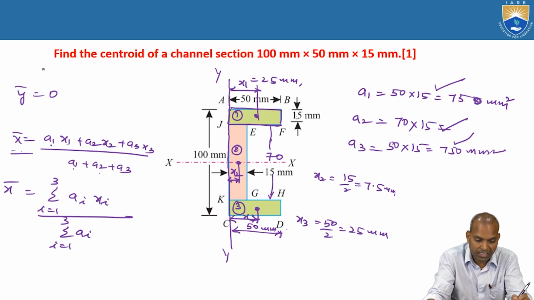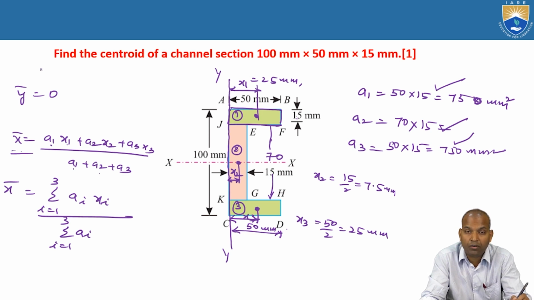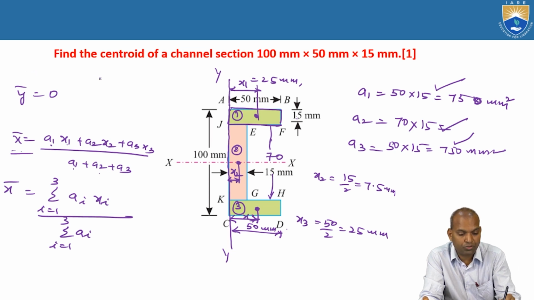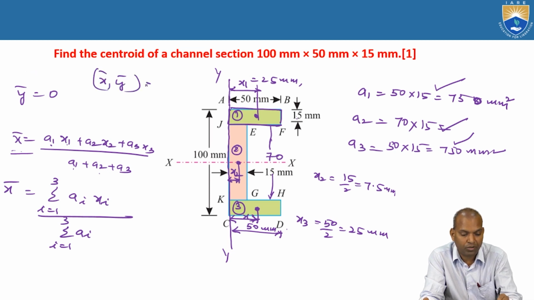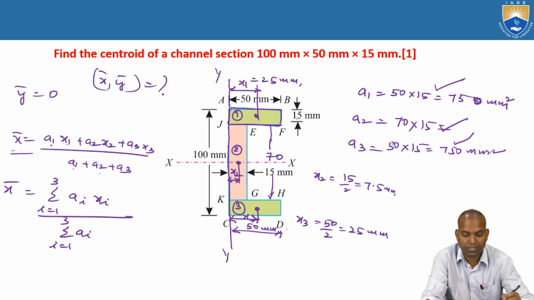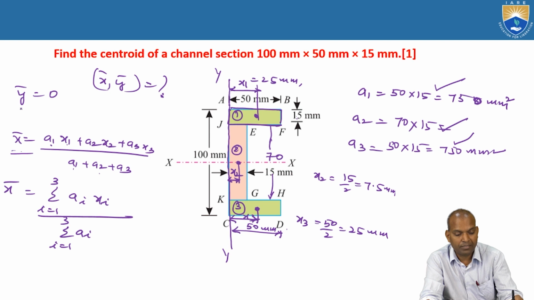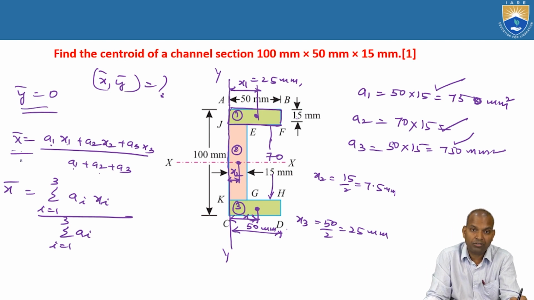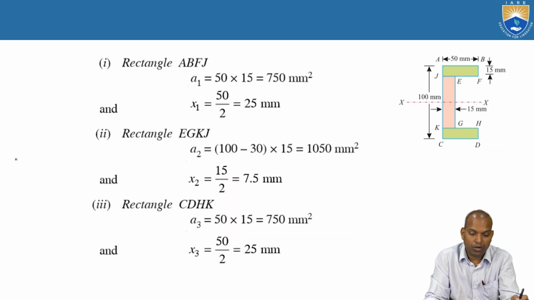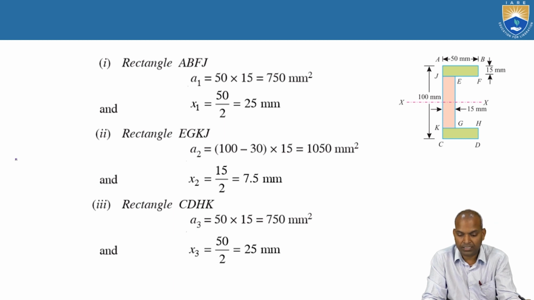Here in the problem, to find the centroid of a channel section, they did not ask you what is bar y, what is bar x separately. They ask you for the centroid, that is bar x and bar y, of this composite section made of different sections. If it is symmetrical about the x axis, bar y equals 0 and bar x is calculated. Alright, now let us see how it has been calculated.